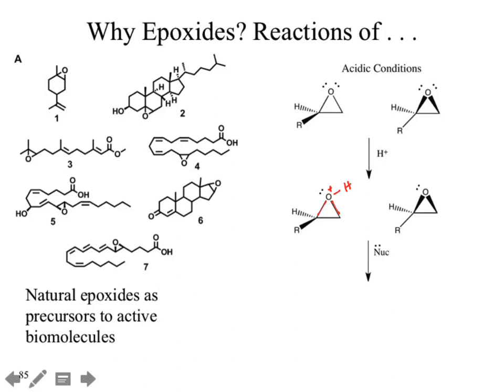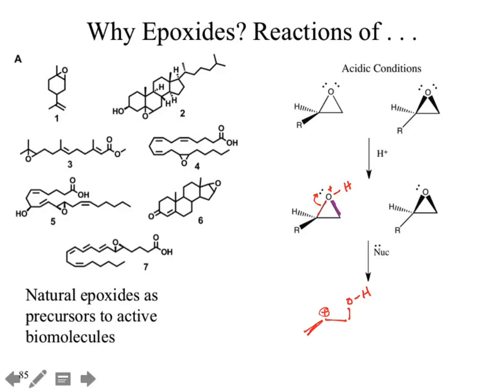Well, it would open on the more substituted carbon. Why does it break the red bond and not the purple bond? Because on the red, it can stabilize the positive charge better. That oxygen is effectively already leaving. So this is not a formal structure down here. This is just an idea of what's happening. That oxygen is already on the way out, which means I'm starting to form a carbocation.